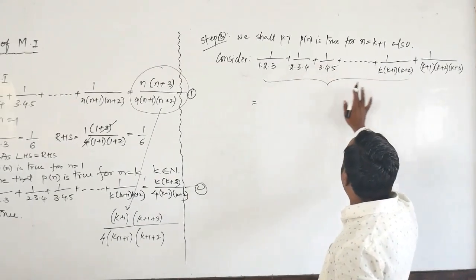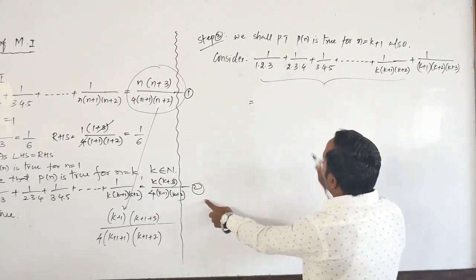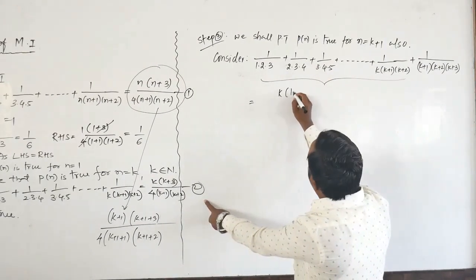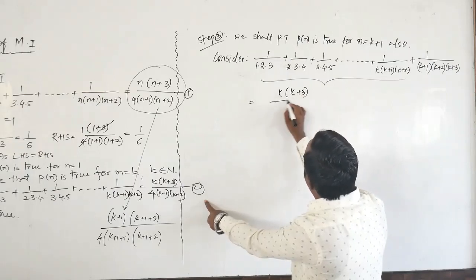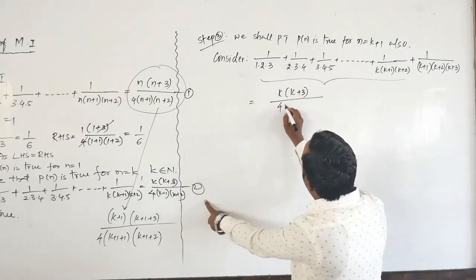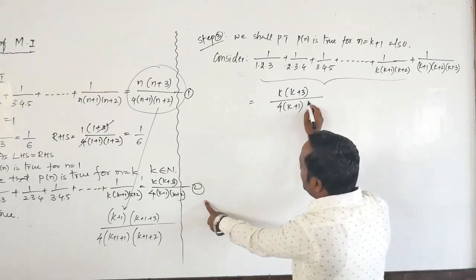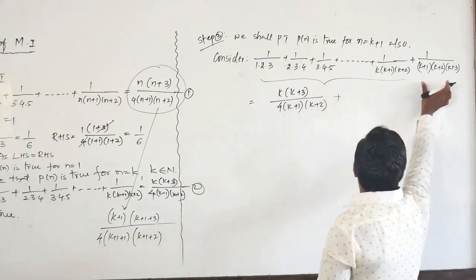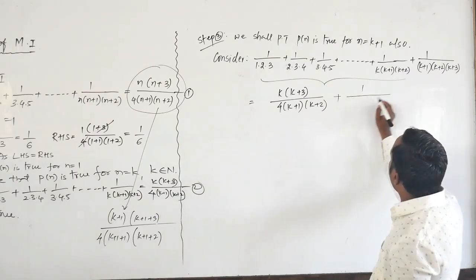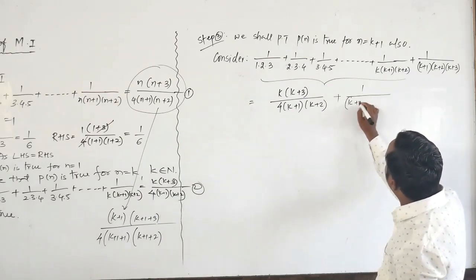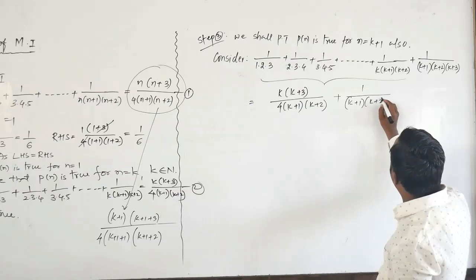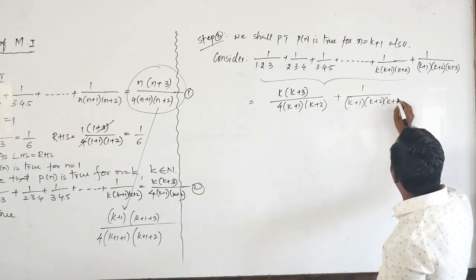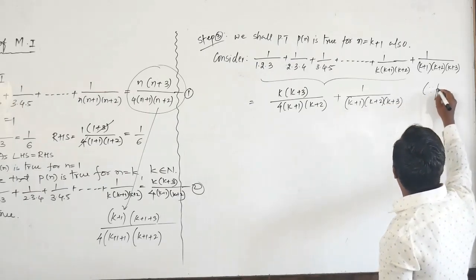From 2, the sum up to the kth term is nothing but k into k plus 3 divided by 4 into k plus 1 into k plus 2. This is from 2, plus this term as it is, 1 by k plus 1 into k plus 2 into k plus 3, because from 2 I have written it.